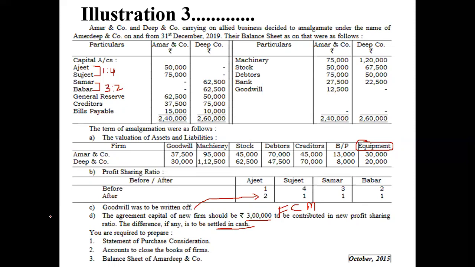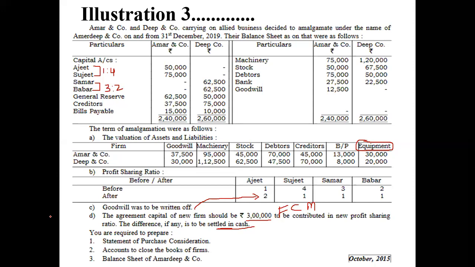We just spoke about it, that we also have a method which is called the fixed capital method. The earlier two problems were on the fluctuating capital method, where whatever balance is there in the partners' capital accounts will be carried forward to the balance sheet. But here this is not the situation. Here we have to carry a fixed amount of capital to the balance sheet of the new firm.